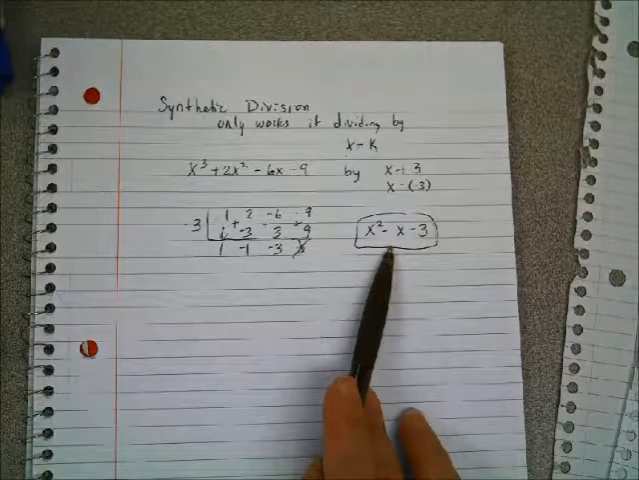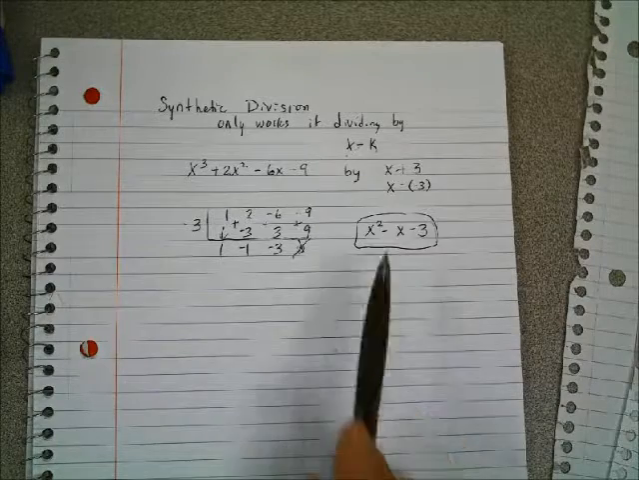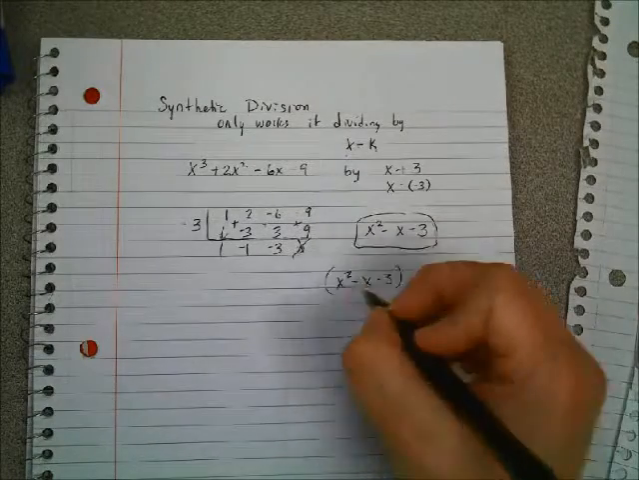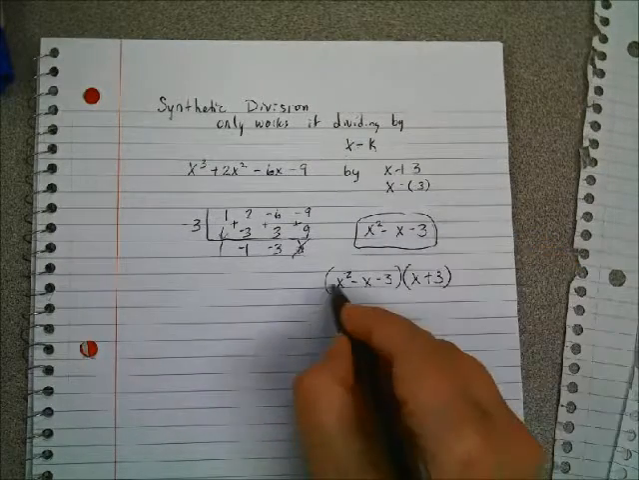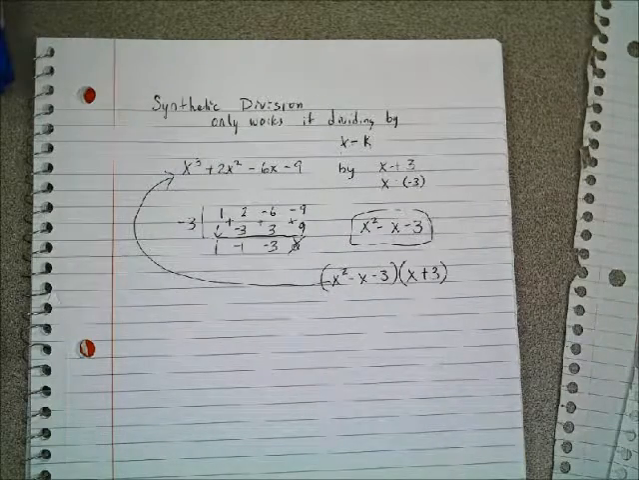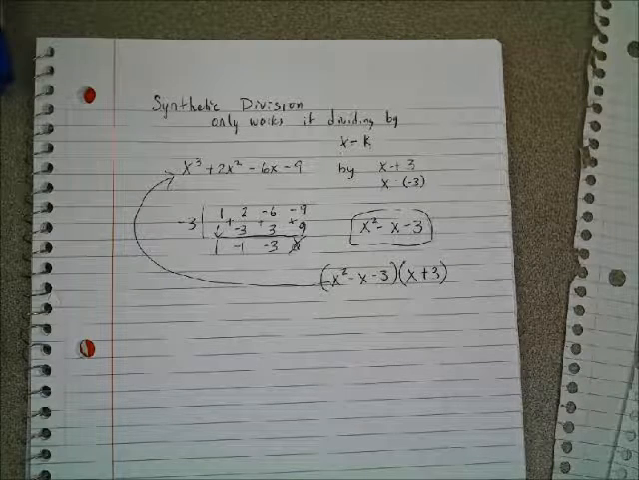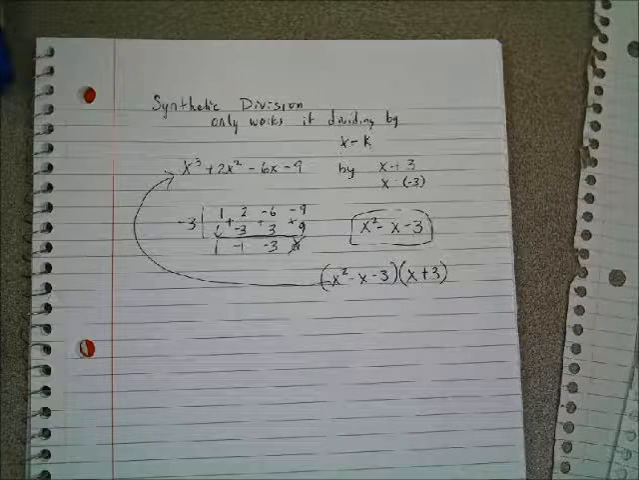I could check my answer. If I took this answer, x squared minus x minus 3, and multiplied it by x plus 3, I would get my original problem. So really, this is actually going to help us in the future, in fact, the very near future, like the next example. It kind of gives us another way to factor. Yes, I said factor.